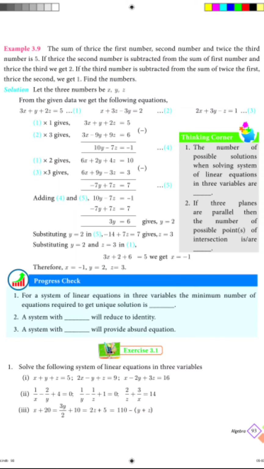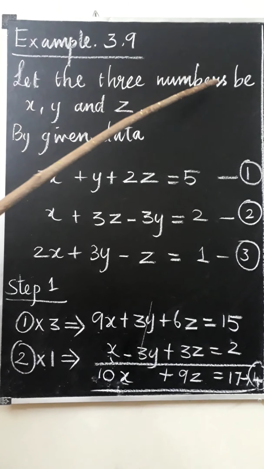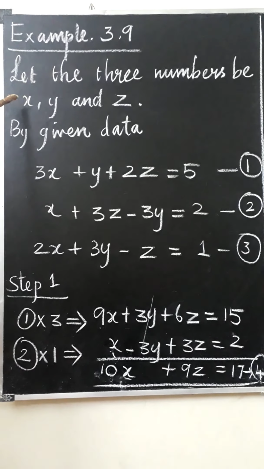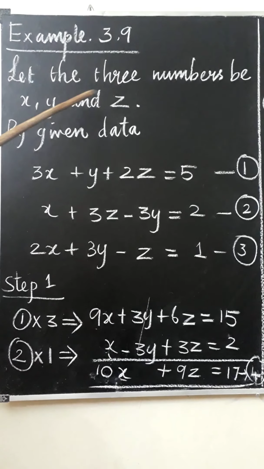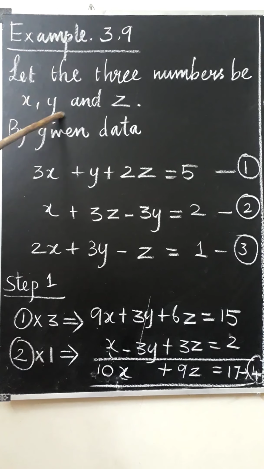Find the numbers. So we have to assume the variable for the numbers because we have to find out the three numbers. So the numbers be x, y and z. Let us frame the equations. 3.9 solution. It talks about three numbers. So I have taken the numbers be first number x, second number y and third number is z.